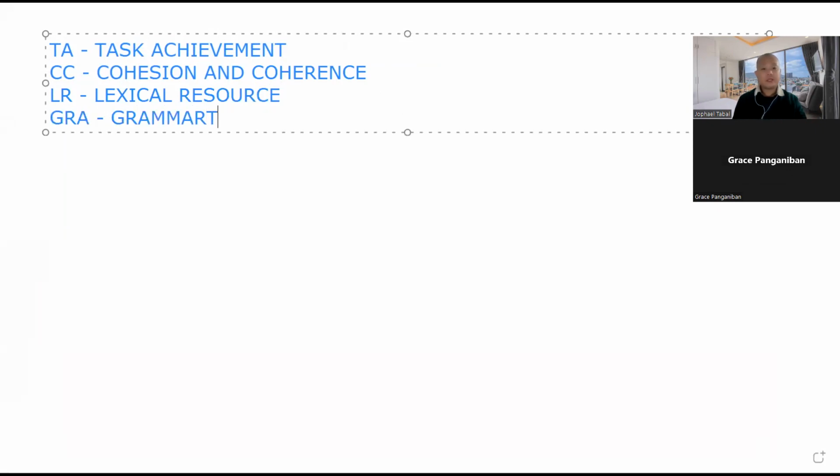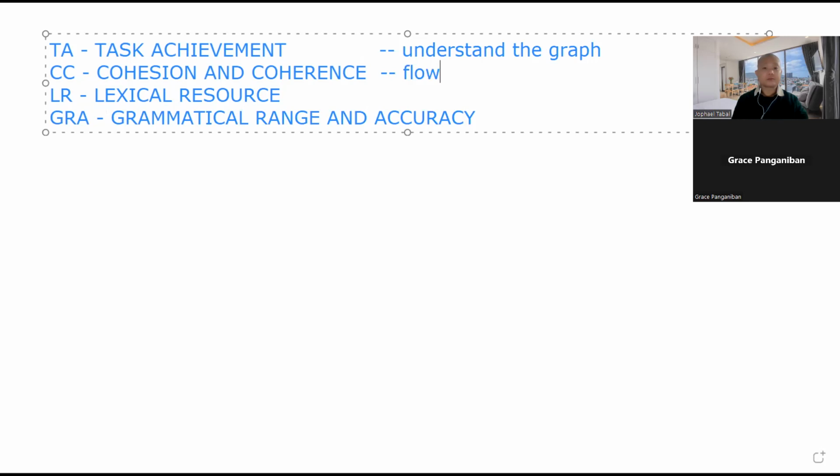So we have your grammatical range and accuracy. So in layman's terms, task achievement means, if the student has understood the graph. Okay, so this is the basic one, which we're going to learn today. Next is cohesion and coherence, which means the flow or logic of the essay.